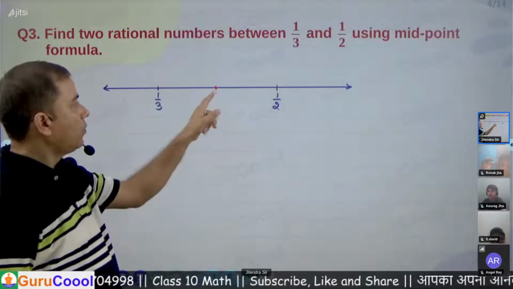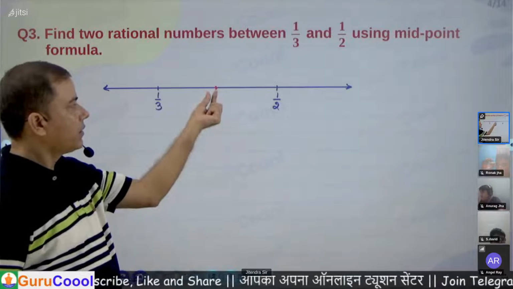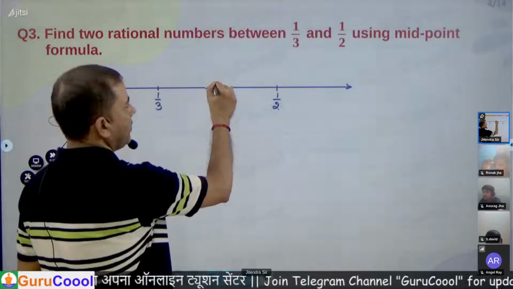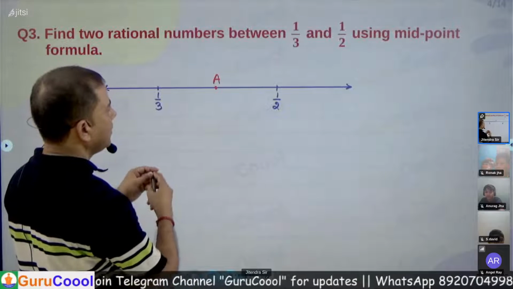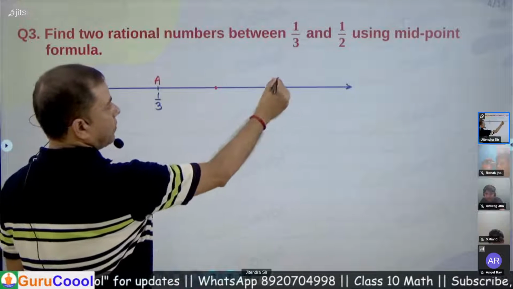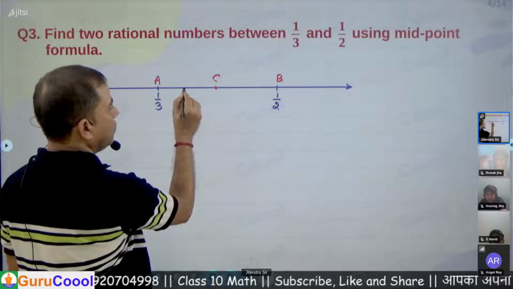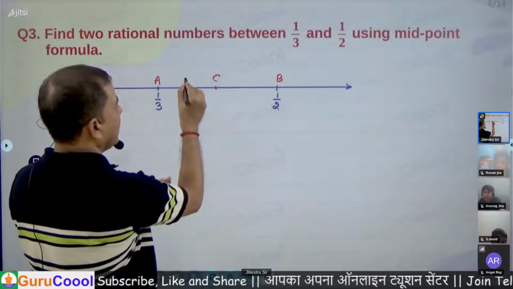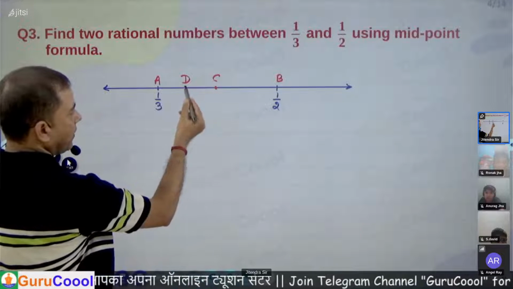Let us know how to find which rational number this is. To find the mid rational number between the two, first let us name it A, and then let us take this one as A, this one as B, this one as C, and between A and C, let us take one more center point, here just in the center, let us call it D. Now let us know what is the rational number for C and for D.